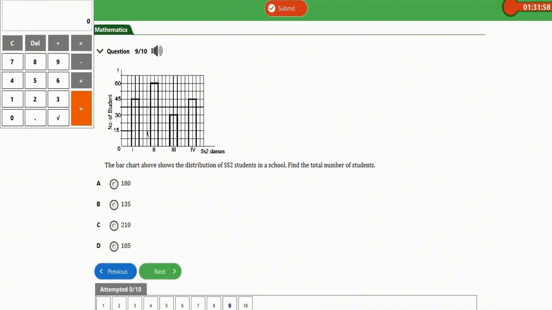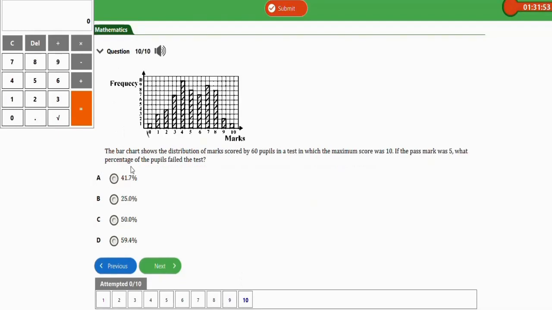Let's wipe this. Okay, so the last repeated question I'm going to solve will be this question. It says the bar chart shows the distribution of marks scored by 60 pupils in a test in which the maximum score was 10. If the pass mark was 5, what percentage of students failed the test? Alright, we have solved a similar question, but let's still solve this one as part of mastering it. For this question, we have the horizontal axis for the mark, and the vertical axis is for the frequency. So what percentage of the people fail the test?